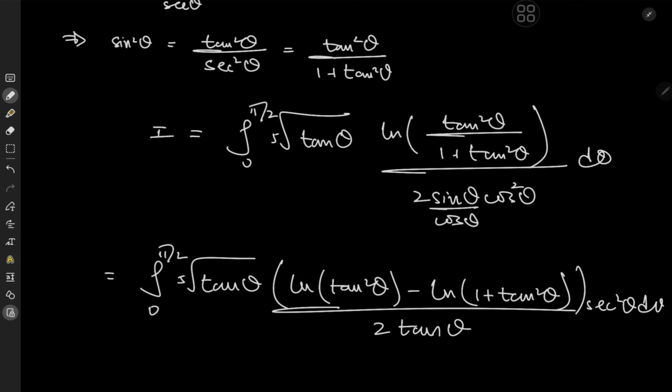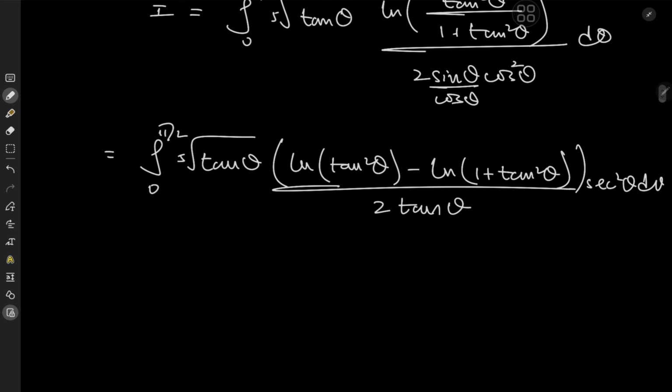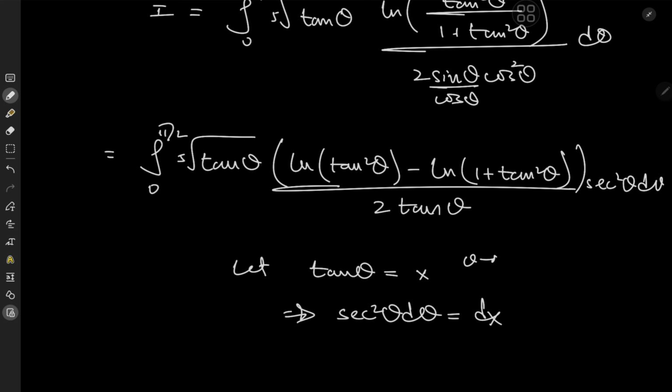And now we have a very natural substitution here, and that is letting tangent theta equal x, which of course implies that secant square theta d theta equals dx. And as far as the limits are concerned, as theta approaches 0, we have x approaching tangent 0, which is 0, and as theta approaches pi over 2, the tangent will approach positive infinity.